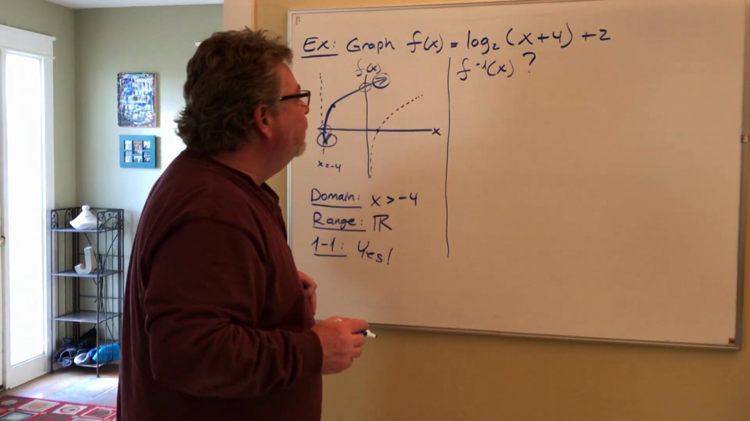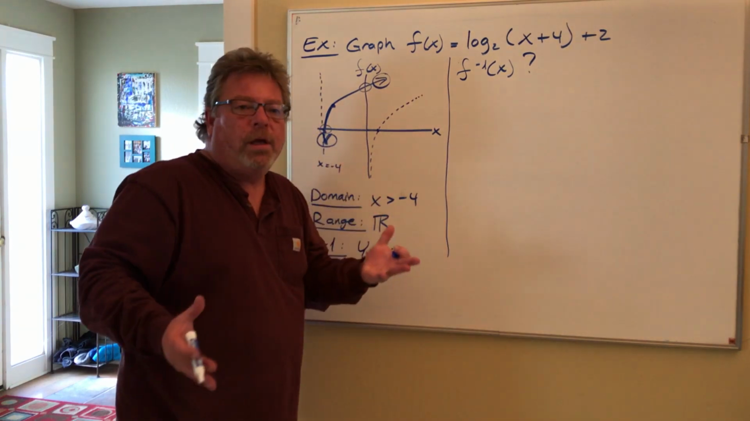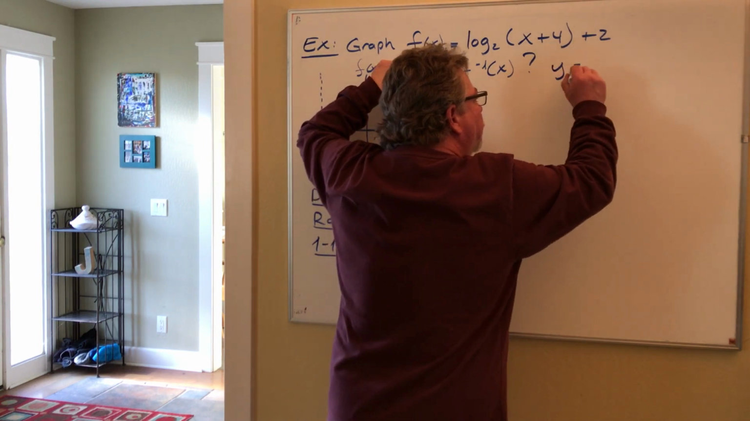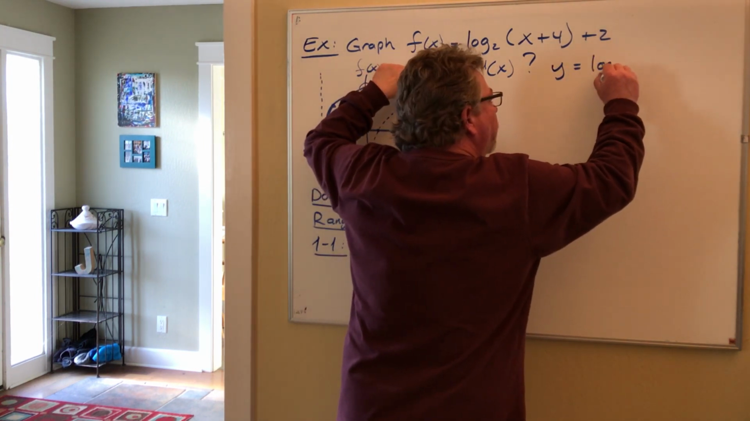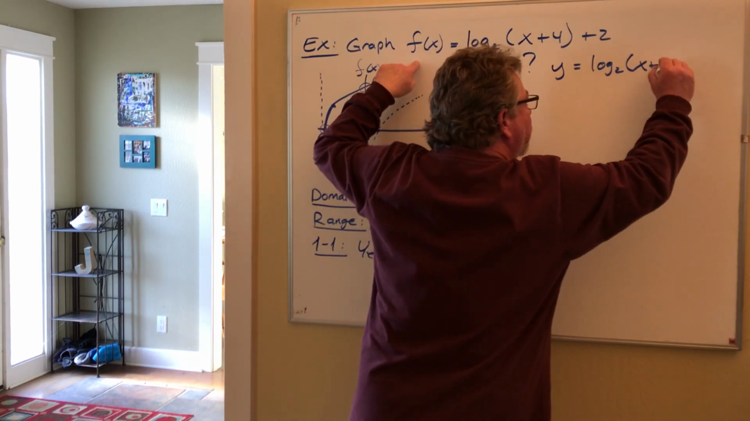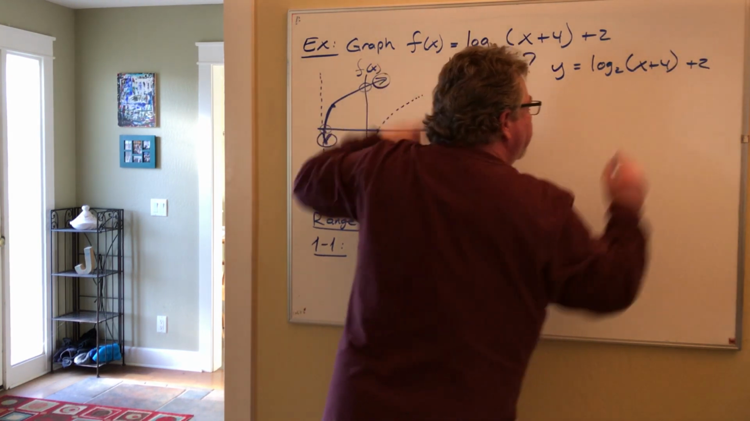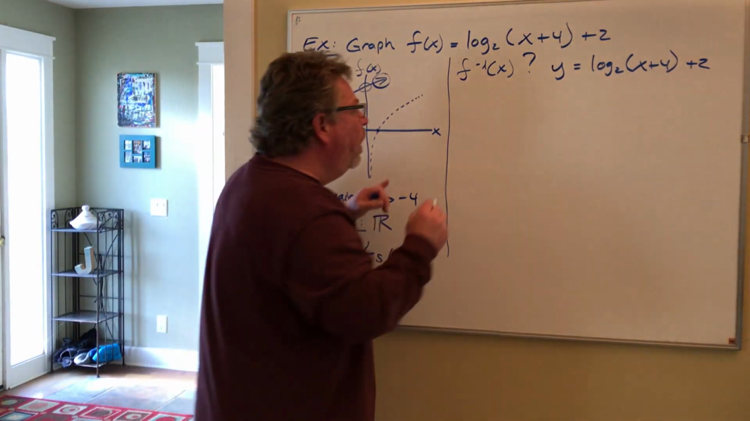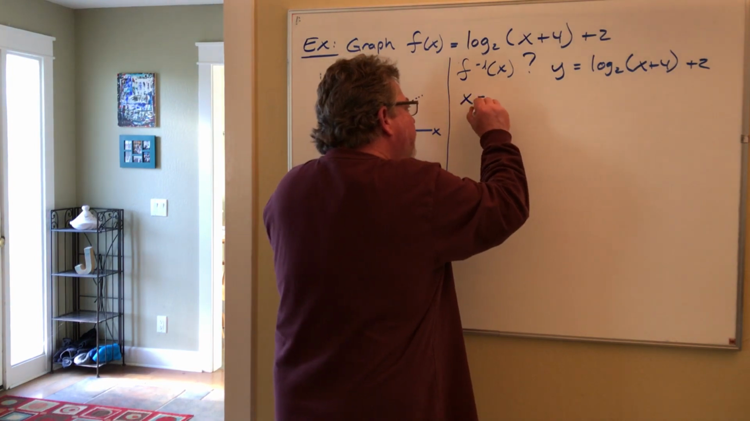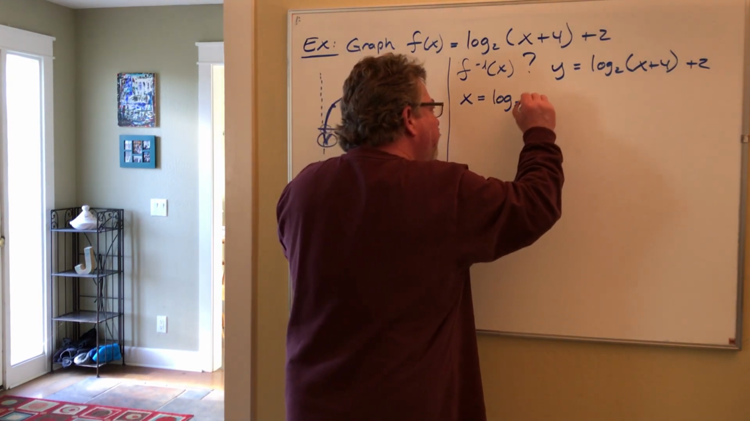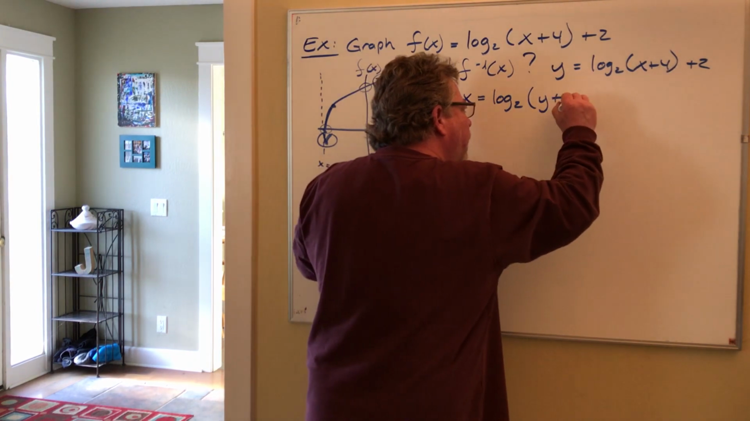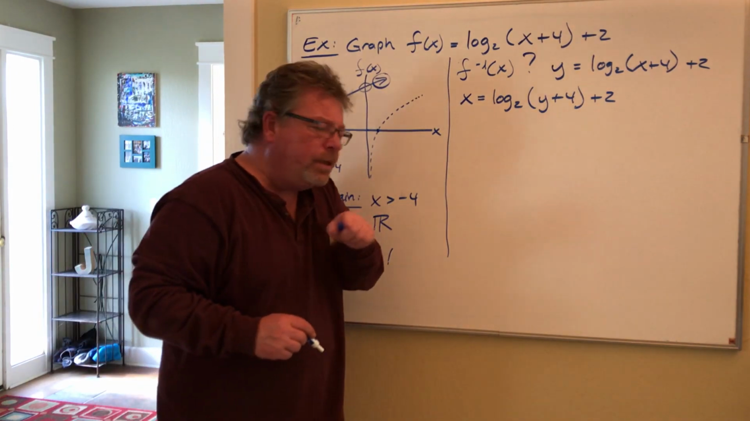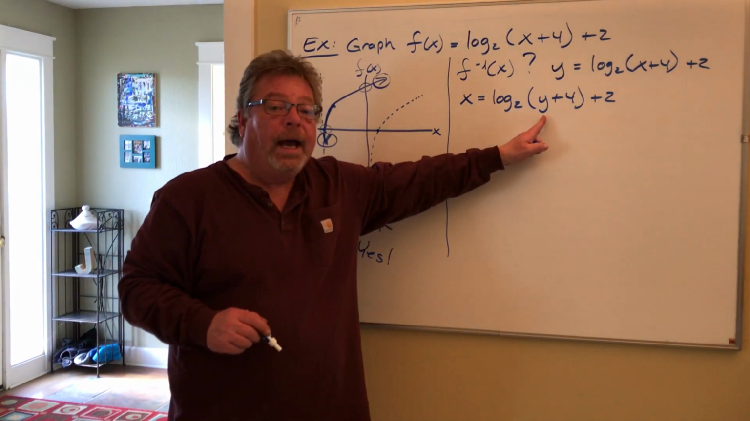Okay, so to find f inverse, I'm going to go through that process that we've been using for a while. Let's start by ditching the function notation. We've got y is equal to the logarithm base 2 of x plus 4, add 2. And the first step in this process is to swap x and y. So this is going to look like x is equal to the logarithm base 2 of y plus 4, add 2. And now I have the task of solving this equation for y.